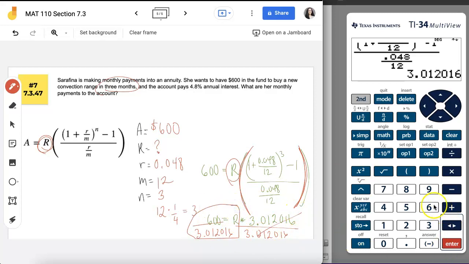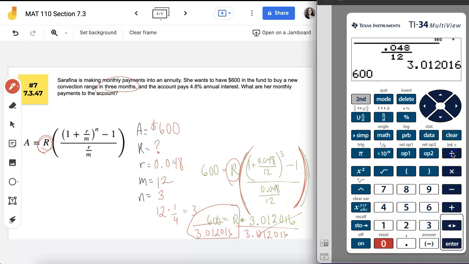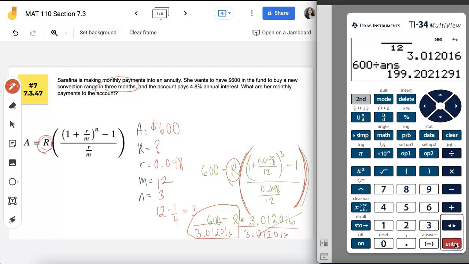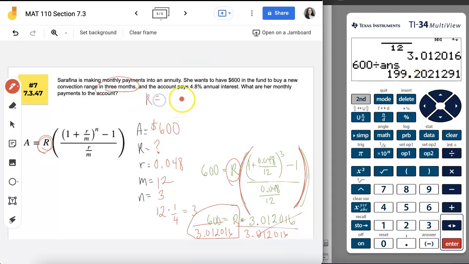So let's do that in our calculator. 600 divided by, and instead of typing it, you could even type second and then the negative key. You see where it says previous answer? It's just going to pull that same number right here. And I have that I need to make regular payments of $199.20 in order to get the amount in the account at the end of 3 months that I desire.